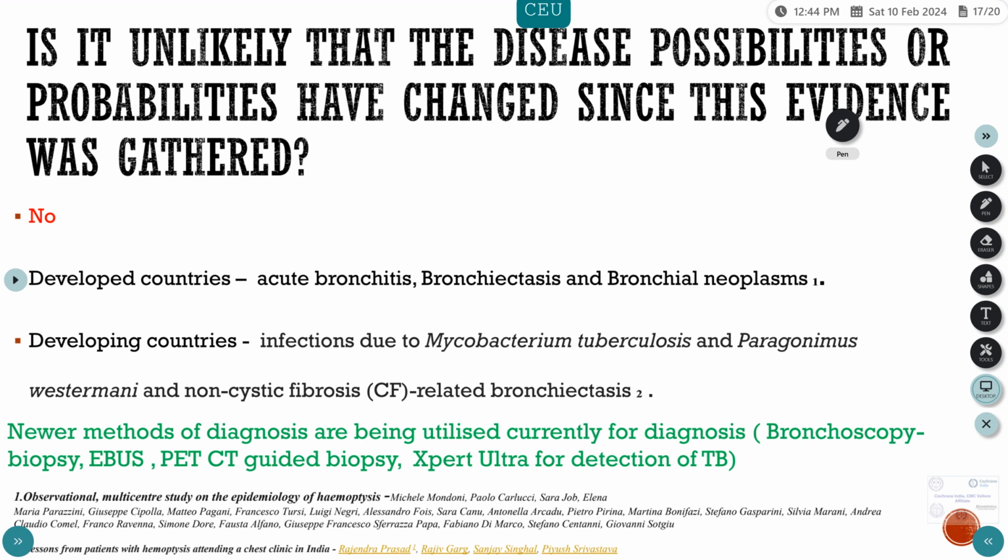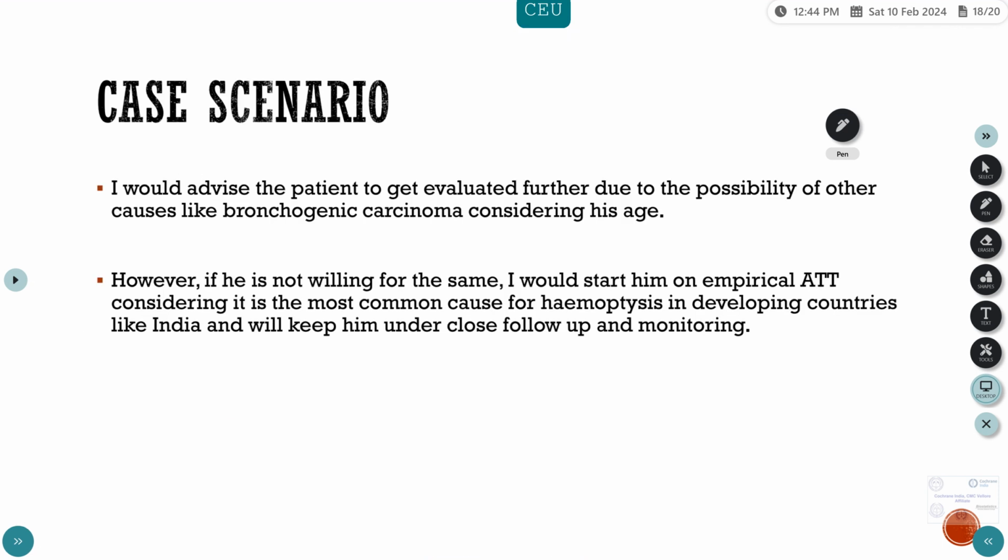So coming to my case scenario, I would advise the patient to get evaluated further due to the possibility of other causes like bronchogenic carcinoma, considering his age. But in my patient, the initial investigation was inconclusive. So if he is not willing for further evaluation to look for other causes like bronchogenic carcinoma, I would start him on empirical ATT, considering that is still the most common cause of hemoptysis in developing countries like India. Around 70 to 80% of the patients presenting with hemoptysis get diagnosed as tuberculosis, and the symptoms resolve with starting of ATT.